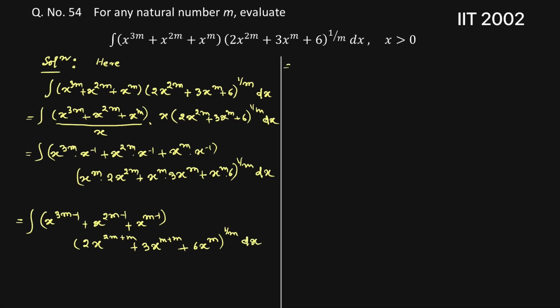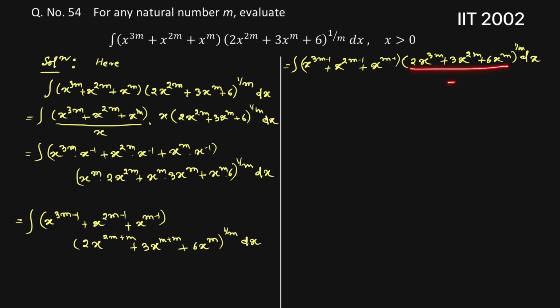dx, which is equal to integration of x to power 3m minus 1 plus x to power 2m minus 1 plus x to power m minus 1 and 2x to power 3m plus 3x to power 2m plus 6x to power m dx. Now we take this to be t. So 2x to power 3m plus 3x to power 2m plus 6x to power m equal to t.